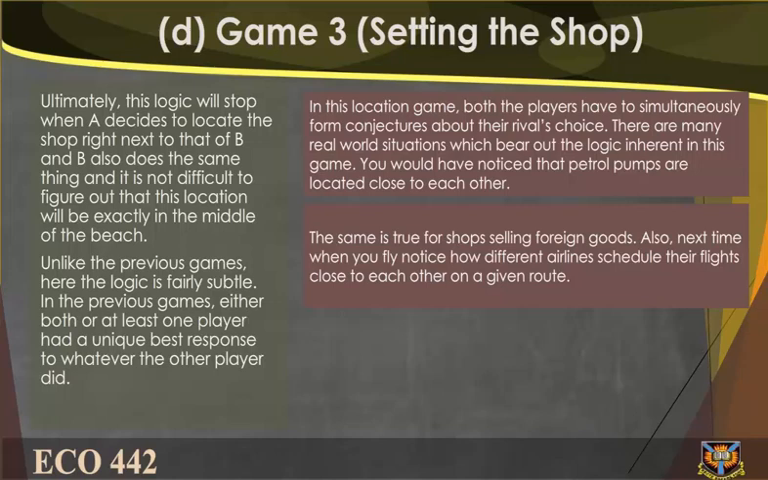There are many real-world situations which bear out the logic inherent in this game. You would have noticed that petrol pumps are located close to each other. The same is true for shops selling foreign goods. Also, next time when you fly, notice how different airlines schedule their flights close to each other on a given route.